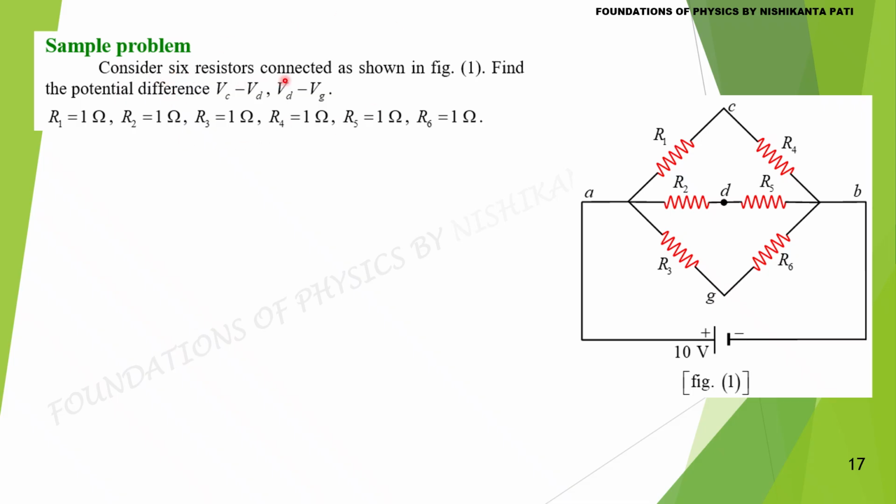Consider 6 resistors connected as shown in figure. Find the potential difference Vc minus Vd and Vd minus Vg. Between this and this and between this and this, we need the potential difference. Each resistor is now 1 ohm.